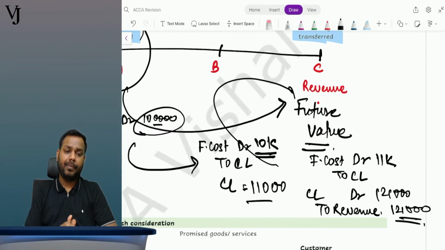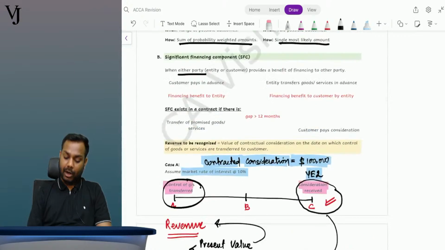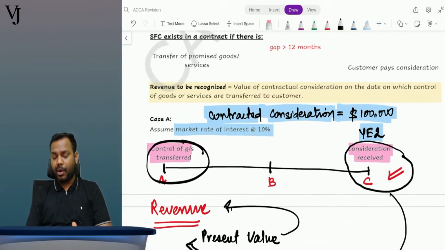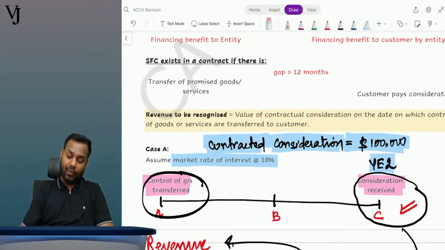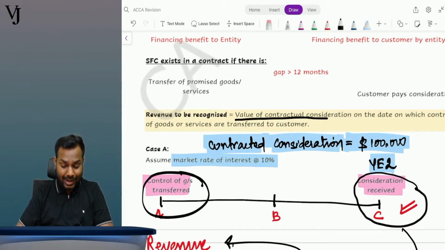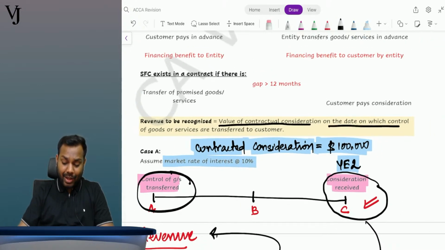Is that clear, everyone? So when either party provides a benefit of financing to the other party, it is called a financing component exists. Now, when a financing component exists, what you have to do is recognize revenue at the value of the contractual consideration on the date when the control of the goods or services is transferred to the customer.